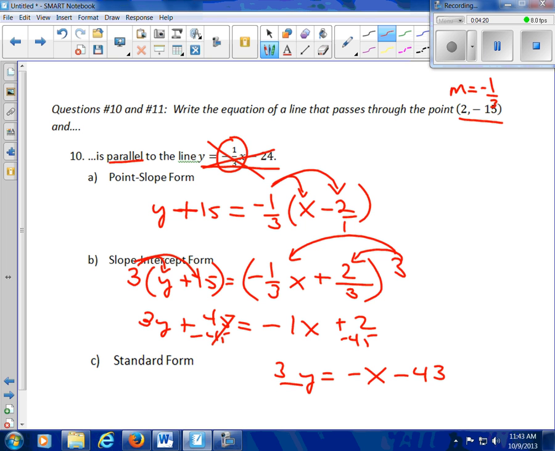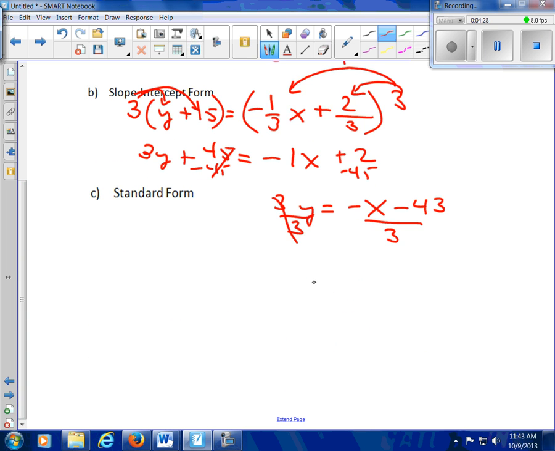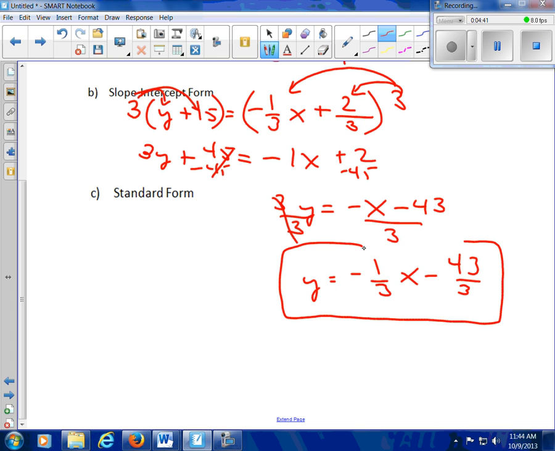Again, y is not by itself, so let me divide by 3. And I know that y equals negative 1/3x minus 43/3. Now it looks ugly, but I'm allowed to have fractions in slope-intercept form. So that is my answer for part B.